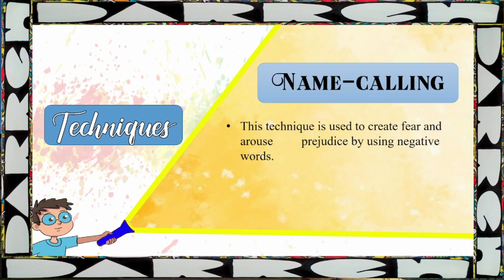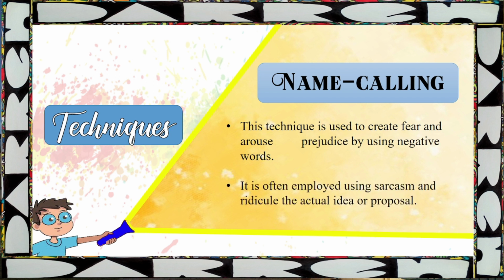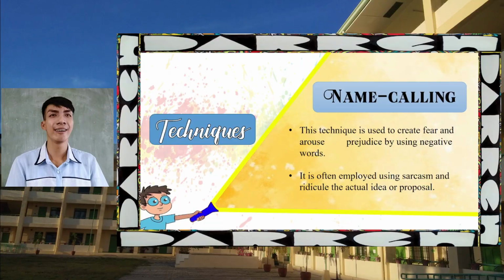First, name calling. This technique is used to create fear and arouse prejudice by using negative words to create an unfavorable opinion or hatred against a group, beliefs, ideas, or institutions. And it is often employed using sarcasm and ridicule the actual idea or proposal. When an advertisement uses this specific type of propaganda technique, it makes use of negative words against its competitor.